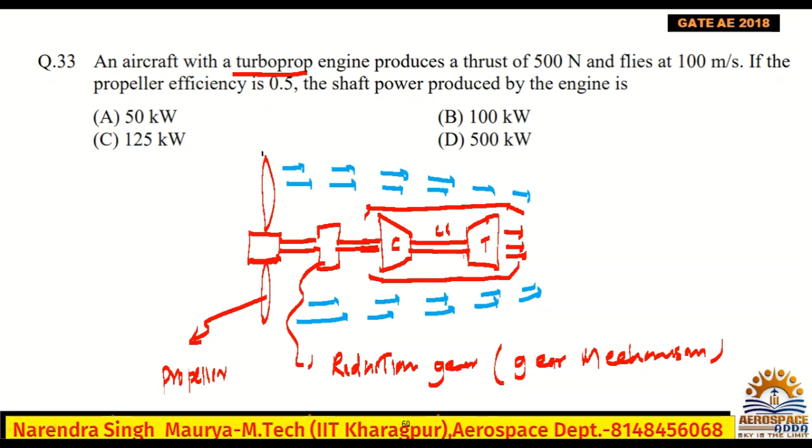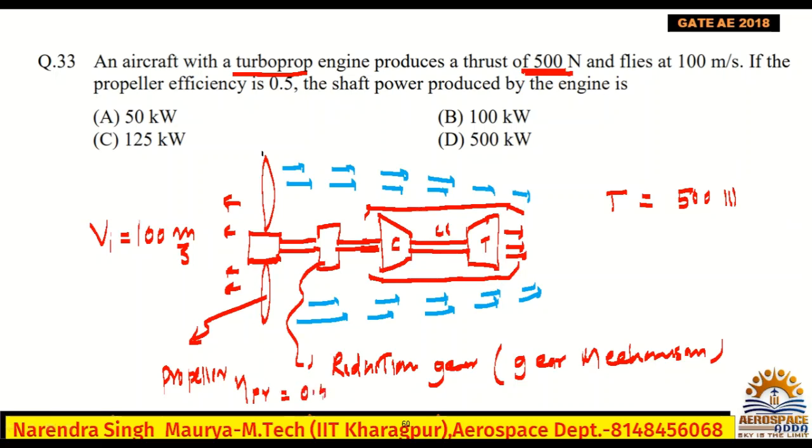So this propeller efficiency they have given to you, and they have given that the engine produces thrust of 500 Newton. It is flying with what velocity? 100 meter per second. So that is VI they have given. This propeller efficiency they have given, eta P. I will write it as PR, because if I write eta P then it will be propulsive efficiency. So eta PR is 0.5. They are asking what is the shaft power.